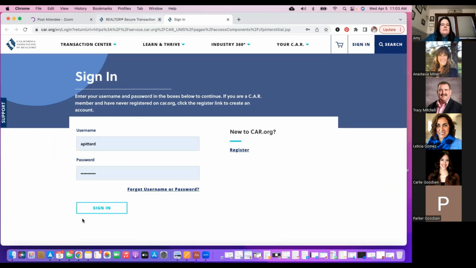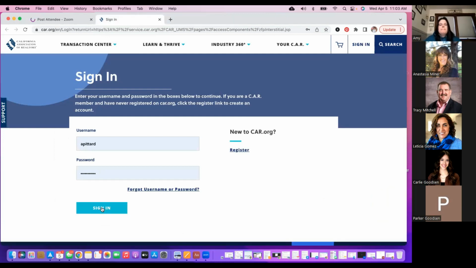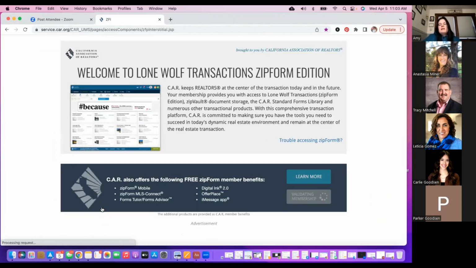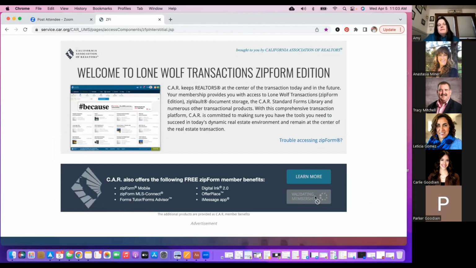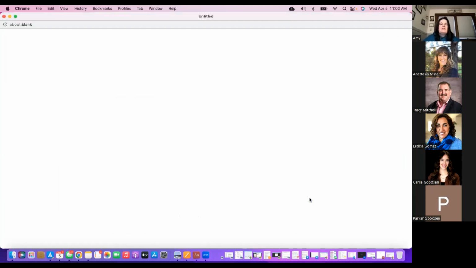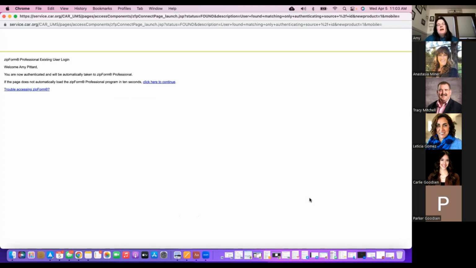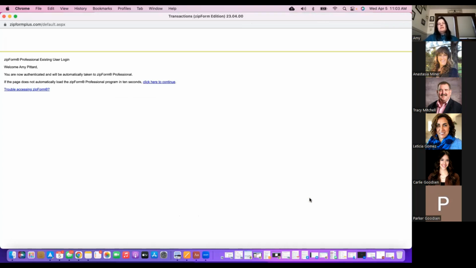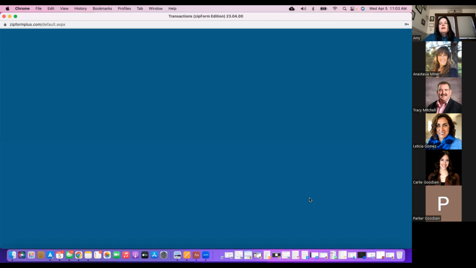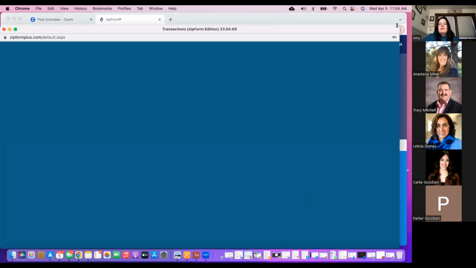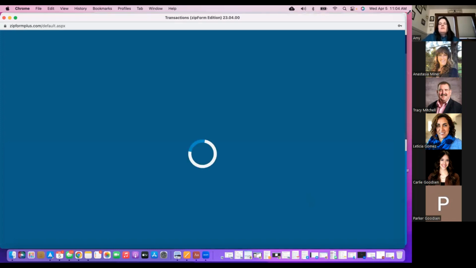If you're not logged into CAR, it's going to prompt you to log into CAR. And it's going to sign you in. Well, maybe. Let's try again. It's going to think about it. It's going to validate your membership. Once it's validated, then you're going to click the little yellow button to continue to transactions. That's going to open up a new window. If you have your pop-up blocker on, you may have problems accessing this new window. So you may need to turn your pop-up blocker off for anything CAR forms related. We're just going to wait for it to open.